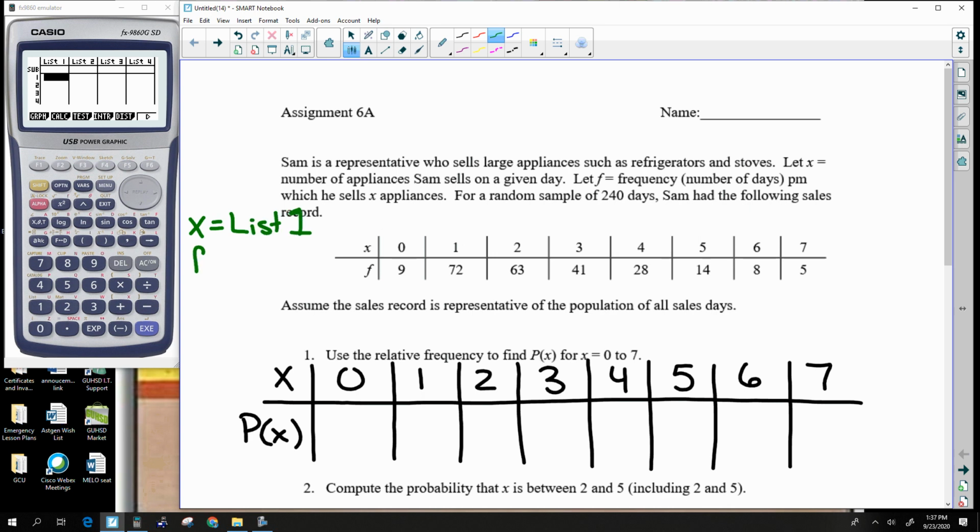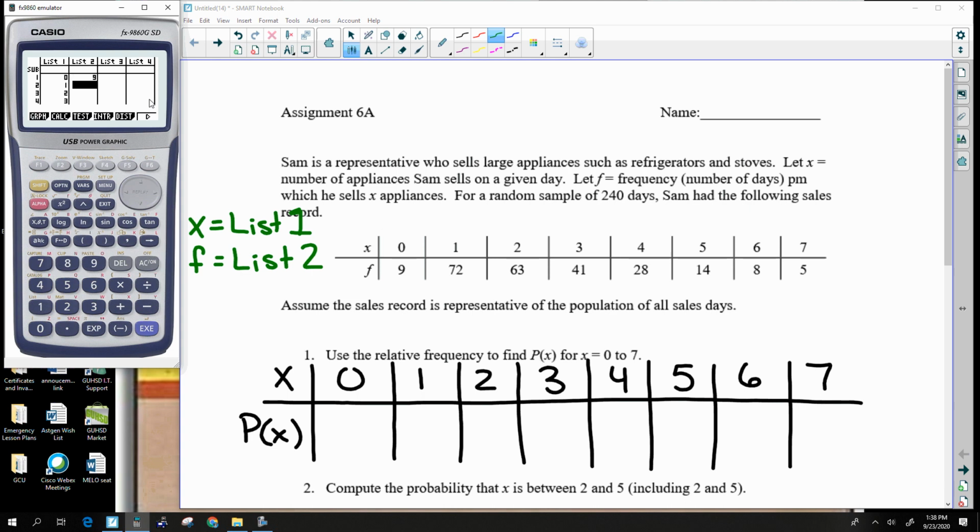And I'm going to put the F's into list 2. So the X's go into list 1, so that's 0, 1, 2. Oh, snap. Sorry. Typing in the wrong format here. Here we go. So 0, 1, 2, 3, 4, 5, 6, and 7.